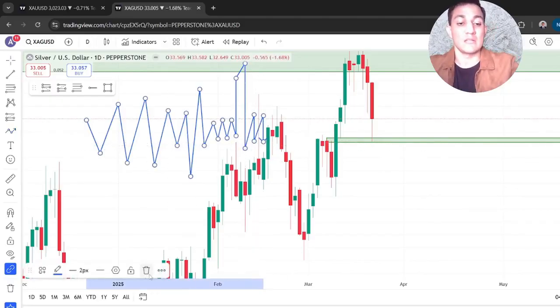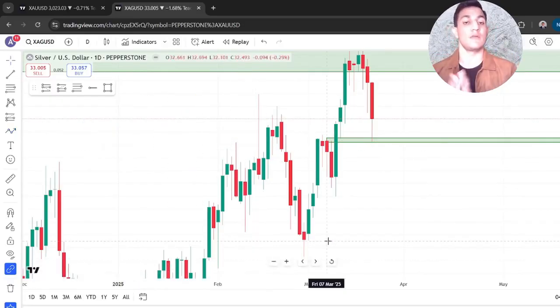So that is something that will save you so much money right there. If you see price respecting bullish fair value gaps and bearish fair value gaps on the daily, weekly, or 4-hour chart, avoid that pair.